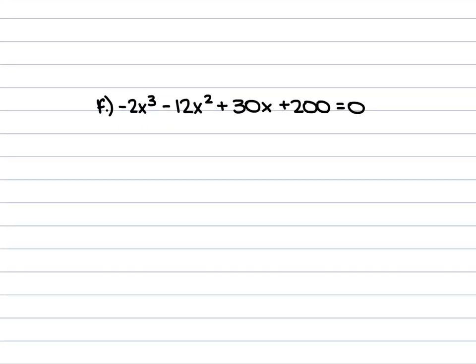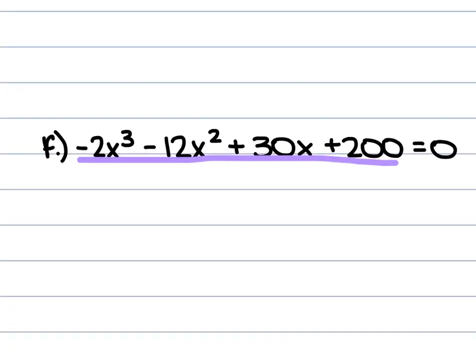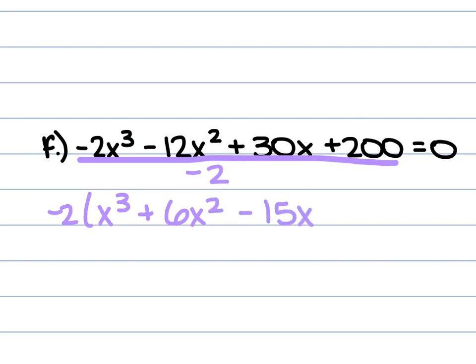If we look at example F, we have negative 2x cubed minus 12x squared plus 30x plus 200 is equal to 0. We have a common factor here of negative 2, so we're going to factor out the negative 2 and be left with x cubed plus 6x squared plus 15x, negative. So this 15 is going to be negative 15x, and then negative 200 is equal to 0. So from here, the negative 2 is going to stay out front.